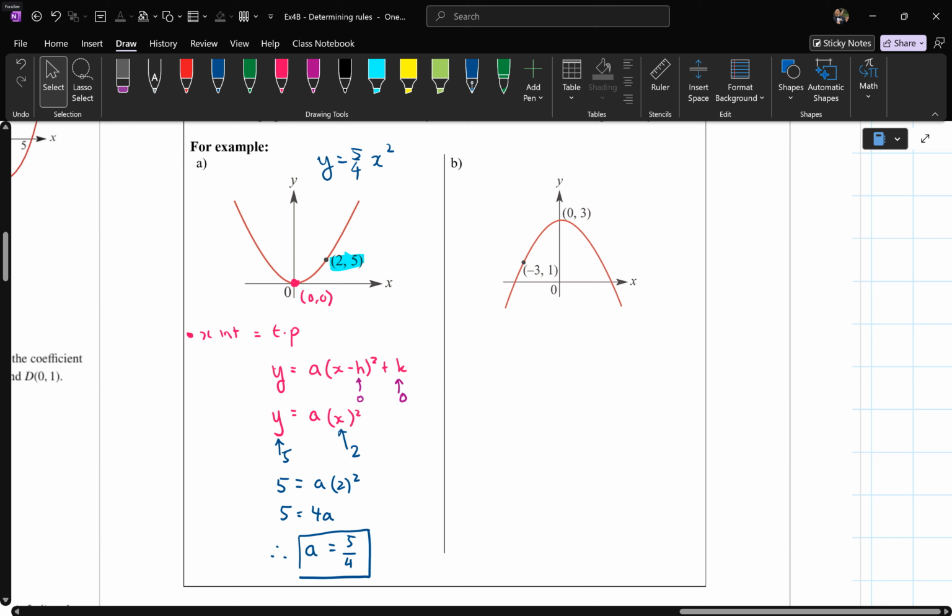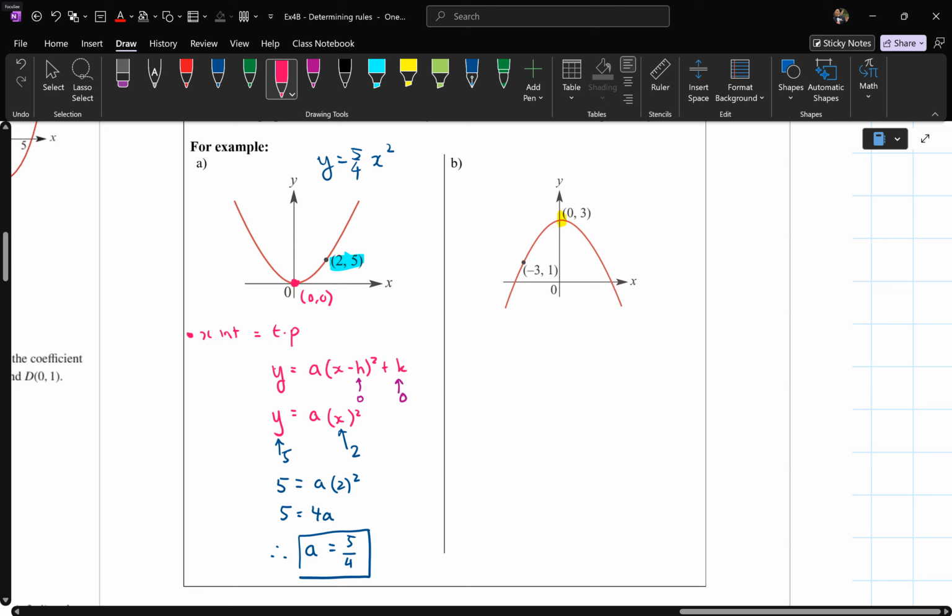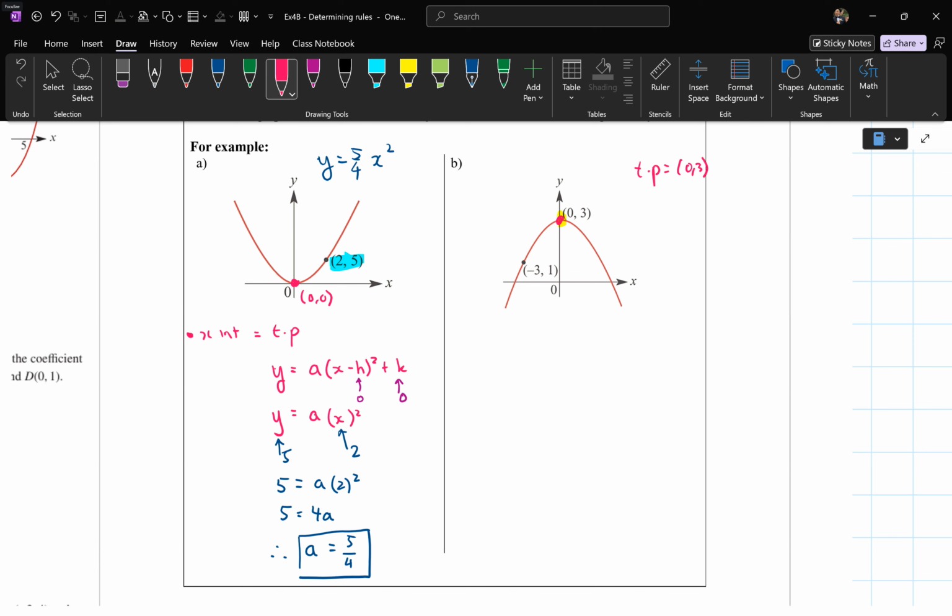Serena, name me a feature that you can see in part B. You can see the turning point is at 0, 3. Very good. You got turning point, so you got a turning point, 0, 3. And I guess in this scenario here, funny enough, I should have picked a different graph. This actually is very much similar to what we just did. So in this case, same thing again.